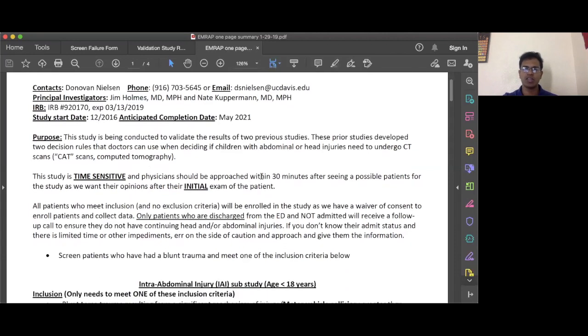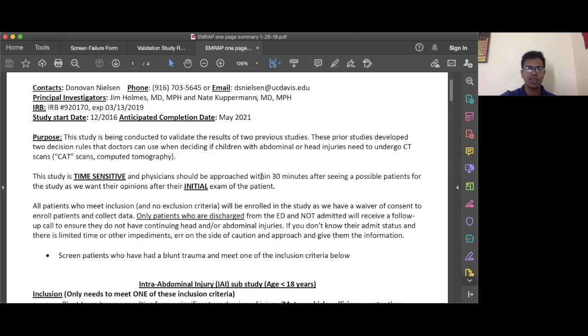And the purpose of the study is to validate two previous studies which determine the decision rules that doctors use when deciding whether or not to use CT scans on pediatric patients with head or abdominal trauma. And the reason for carefully selecting these rules and criteria is so that doctors can limit the amount of exposure to radiation by using CT scans only when there's a good reason to do so.